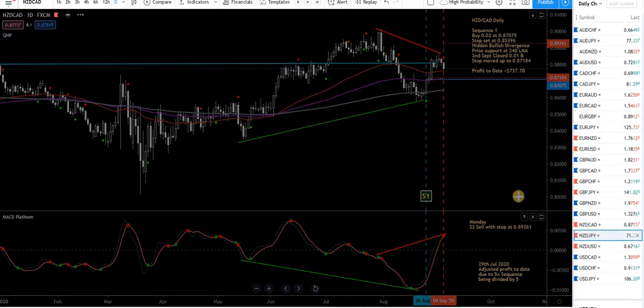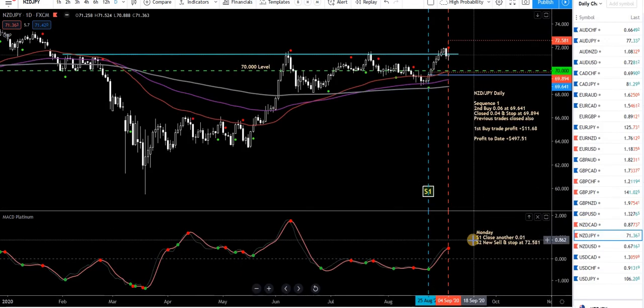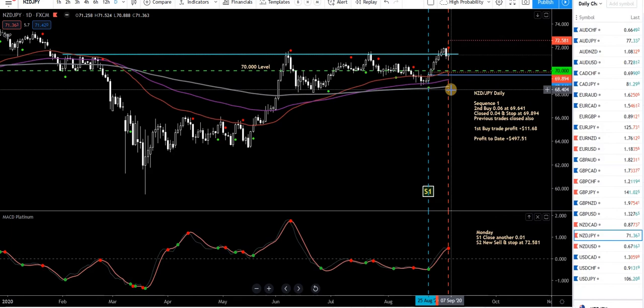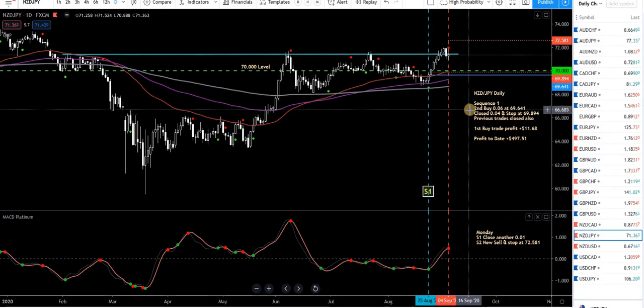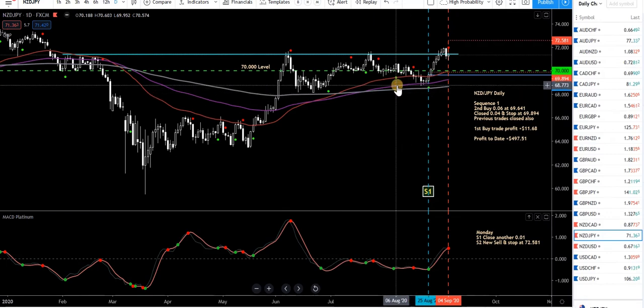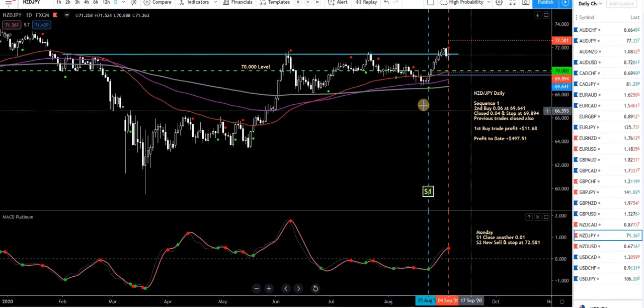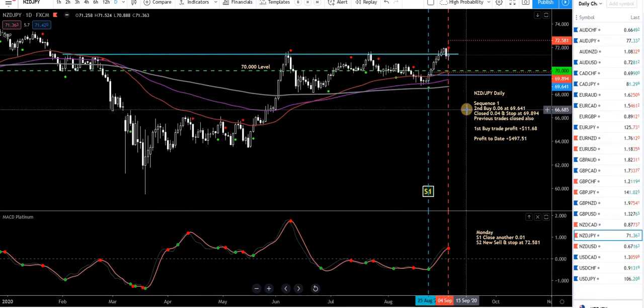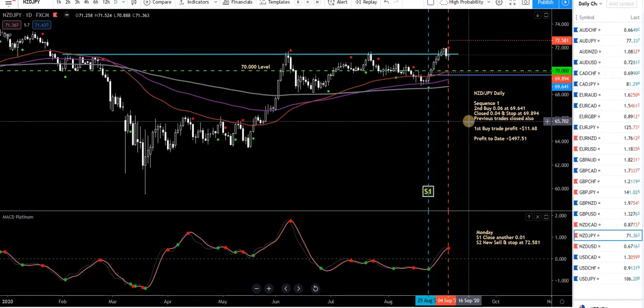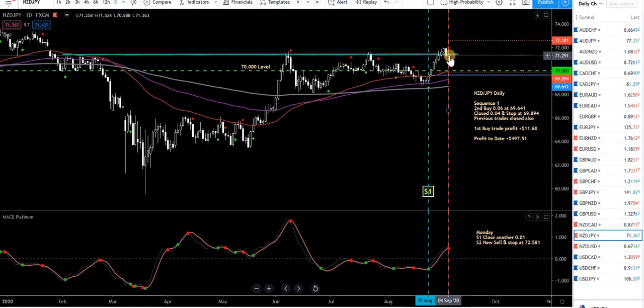New Zealand Japanese yen on Monday doing something. My S1, which is the buy in here, this was part of a sequence. I did a buy, sell, buy on this one because of the hidden divergence initially. So I've closed 0.04 of that 0.06. So on Monday I'm closing another 0.1 of the buy trade because now I've got a sell signal.